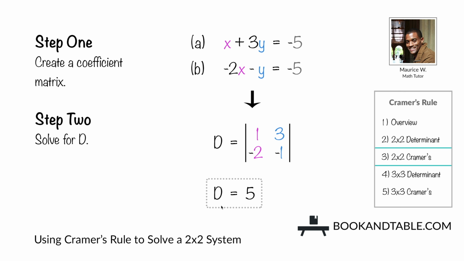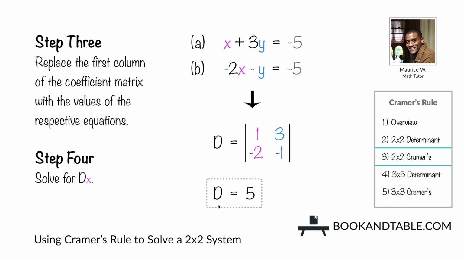Now that we found d, we want to put this information to the side and calculate dx. So step 3, replace the first column of the coefficient matrix, that would be the coefficients of our x terms, with the values of the respective equations. Replace 1 with negative 5, the value of the equation where we find that coefficient. And we want to replace negative 2 with negative 5, the total value of the equation for that coefficient. So this would be the 2x2 that we use to calculate the determinant dx.